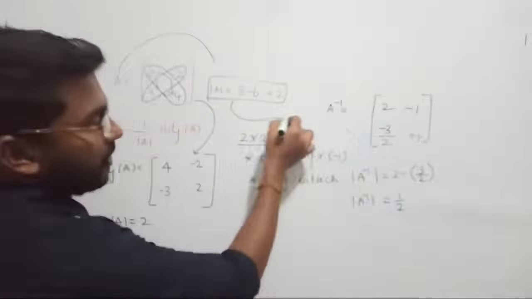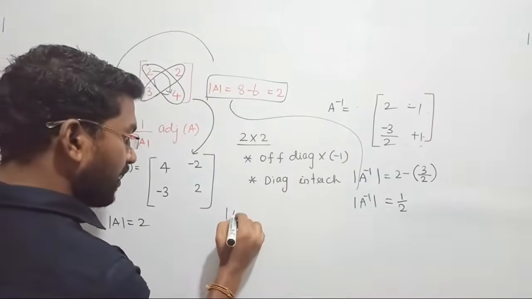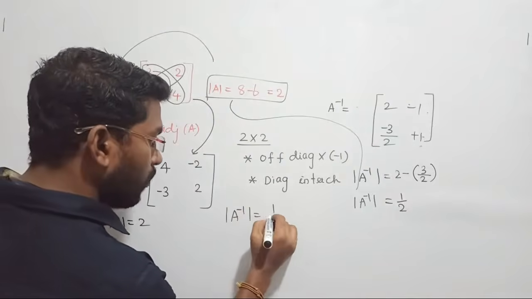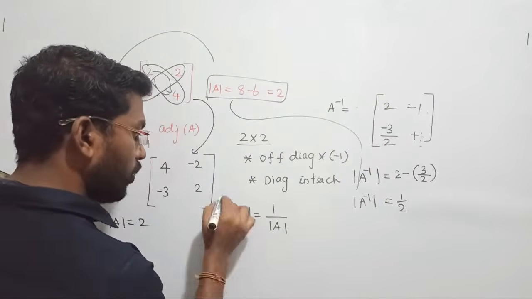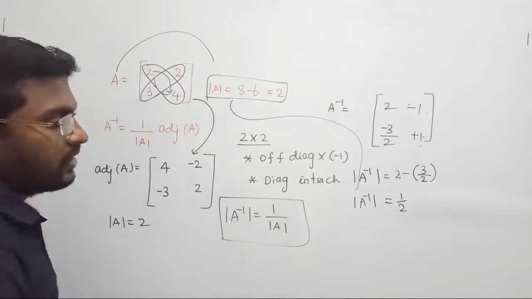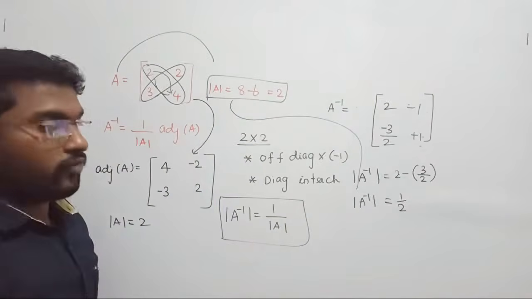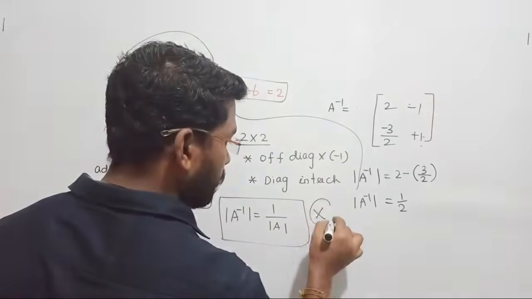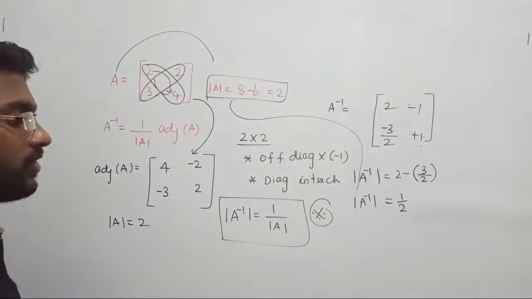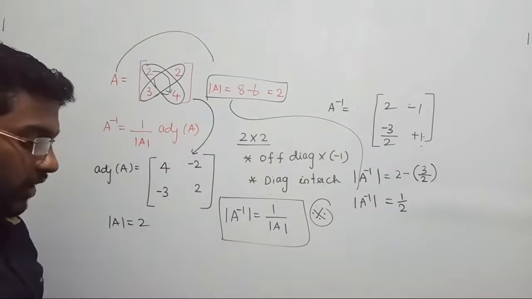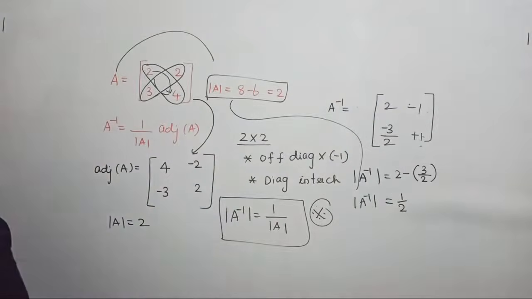What is the relation between these two? The relation is determinant of A inverse should be equal to 1 by determinant of A. Do you agree with me? Yes. If I take the reciprocal of this, then that will give you the value of determinant of A inverse. So the correct property for the next one is what? Determinant of A inverse should be equal to 1 by determinant of A, right? Hopefully you all have understood these things, right?